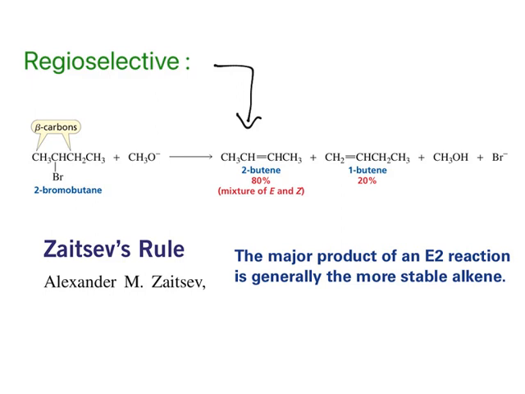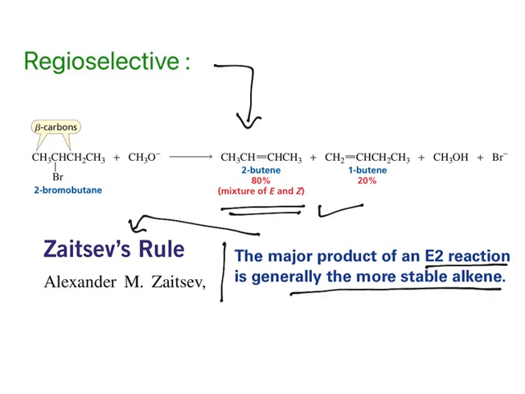Now why is it happening? Because the more substituted alkene is stable and this rule is known as Zaitsev rule. Look at this, the major product of E2 reaction is generally the more stable alkene. Which one is the more stable alkene? This one. Why? When you see the double bond on either side, it is more substituted. More substituted alkene is more stable, whereas here it is only a methyl group here and here it is a propyl group. Whereas here it is uniformly more stable.